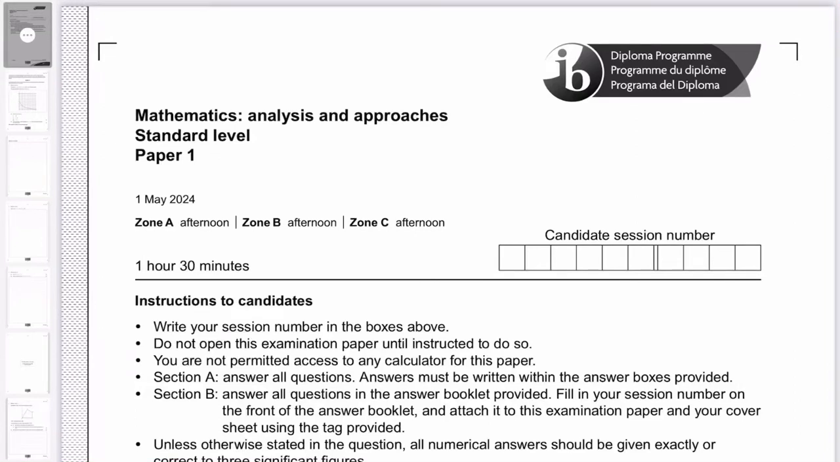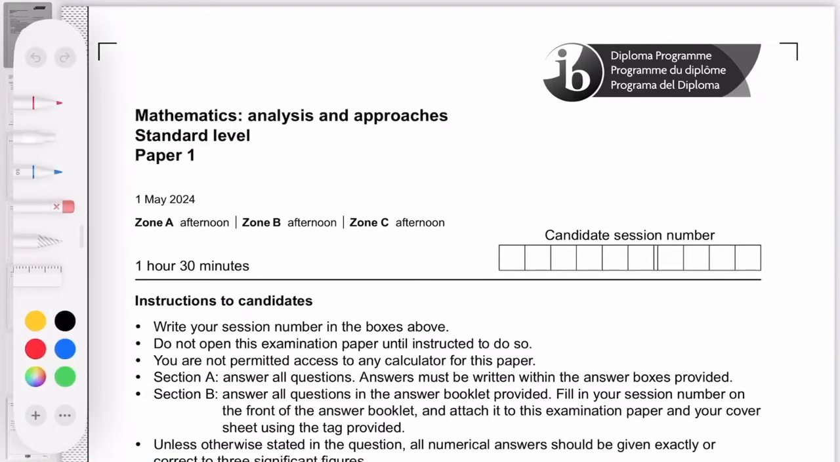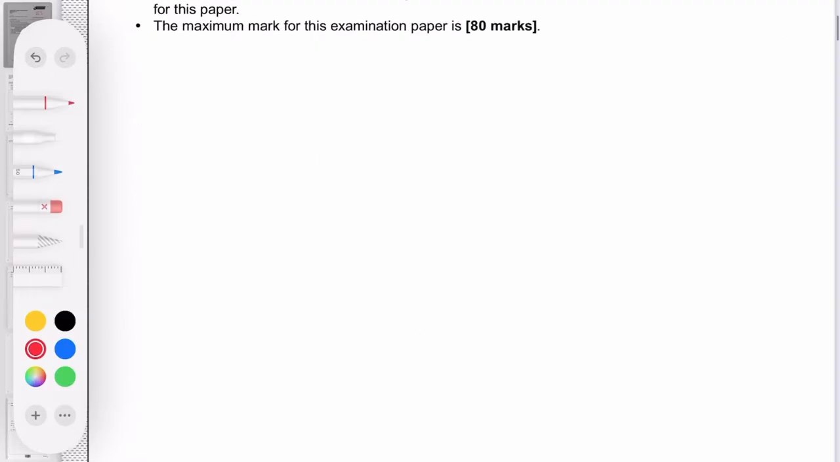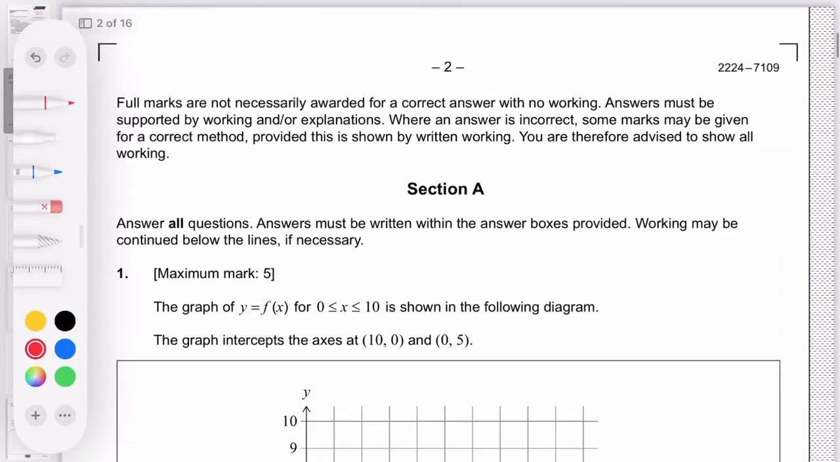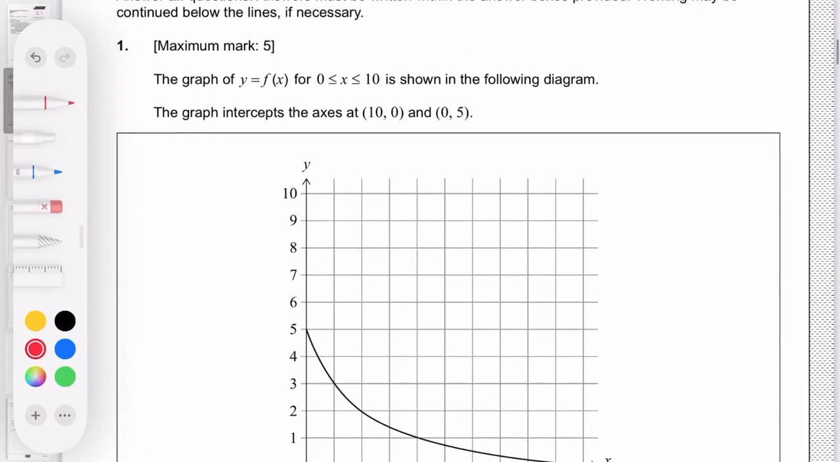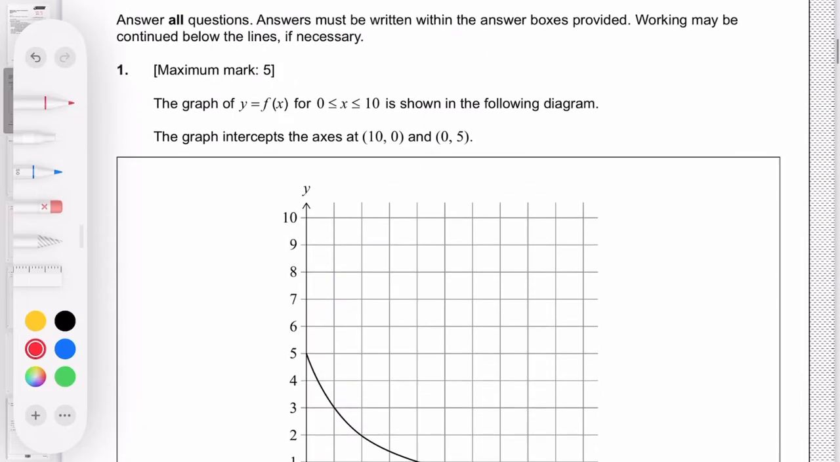This is the paper preview of 2024, Time zone 2, ASL paper 1. So the purpose of the video is for you to take a screenshot of the paper so that you can try the question yourself mainly.